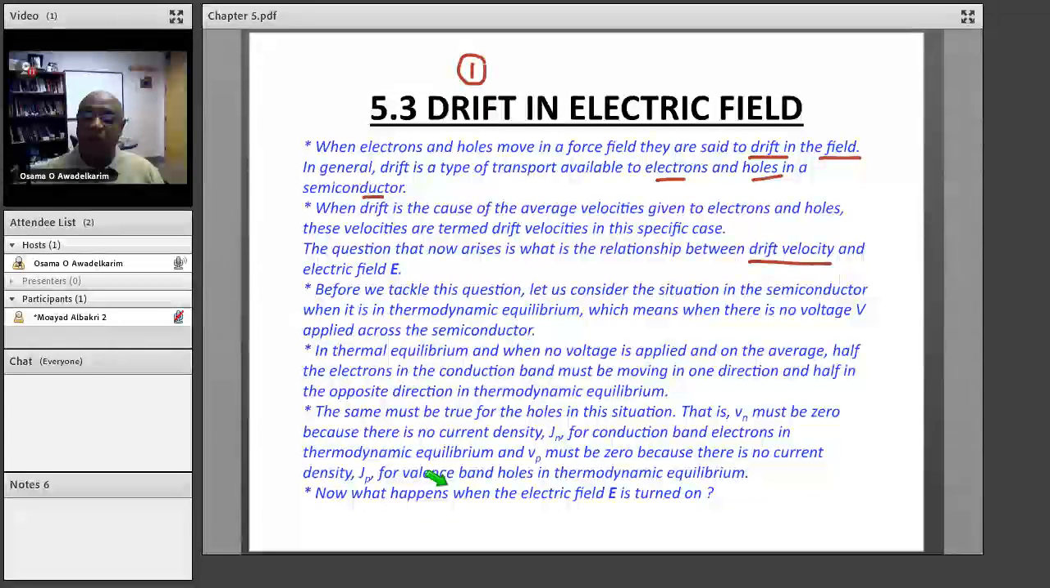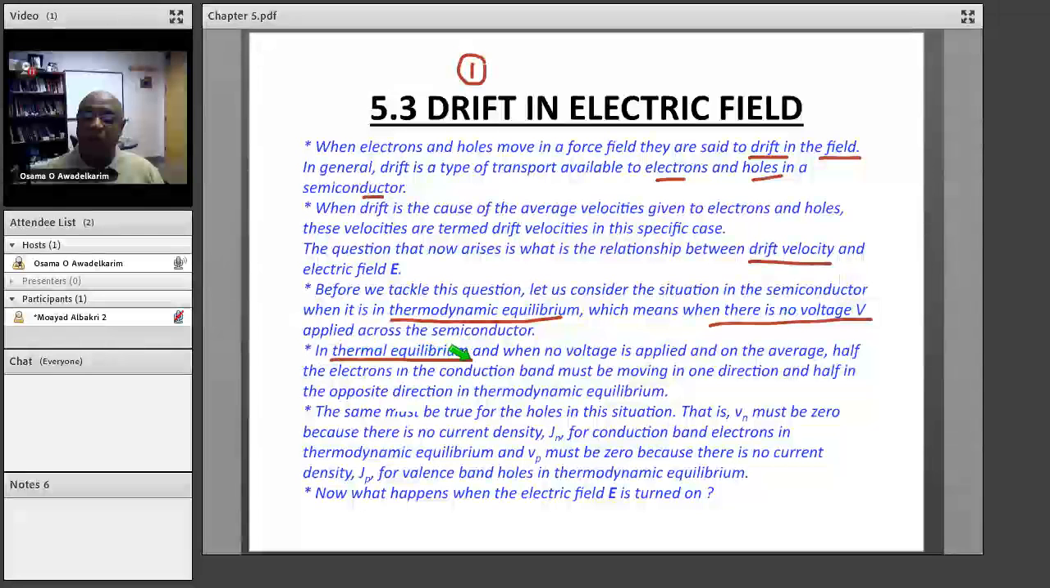So we're going to consider a situation in a semiconductor where it's in thermodynamic equilibrium, which means that there is no voltage applied or there is no electric field. In thermal equilibrium, voltage and electric field come from one another. If you apply an electric field, it's the same as applying voltage, and if you apply voltage, you produce an electric field. So they're the same. Let's assume that we don't have any electric field or any voltage applied. That is a situation which we call thermal equilibrium.